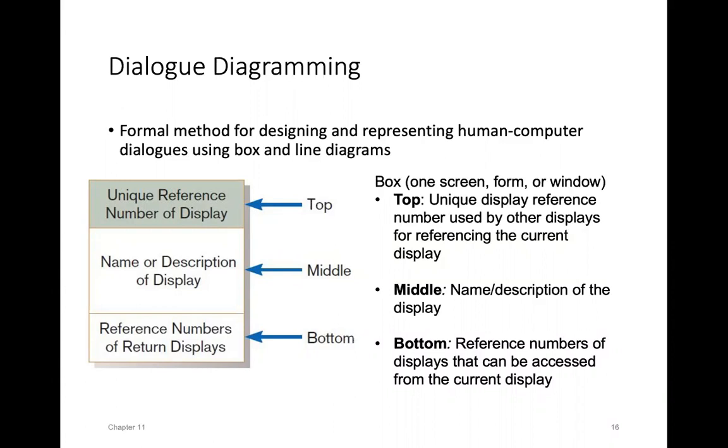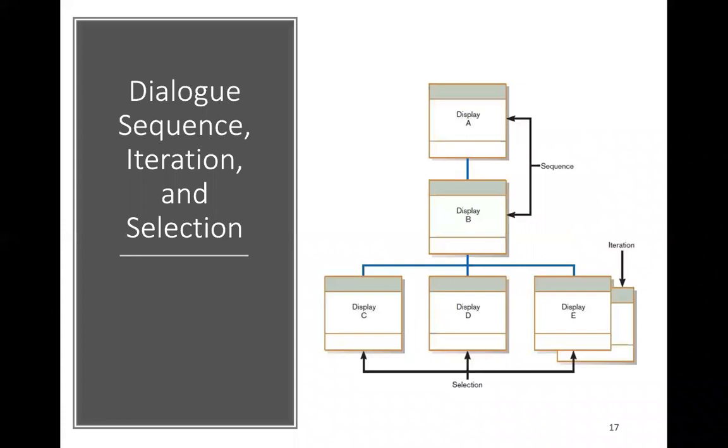So dialogue diagrams have only one symbol, a box with 3 sections. Each box represents one display. All connecting arrows between displays are bidirectional. You can see an example here. This is just to point out that when we are interacting between different displays, different dialogues, we can do so at a sequence level, an iteration level, or at a selection level.